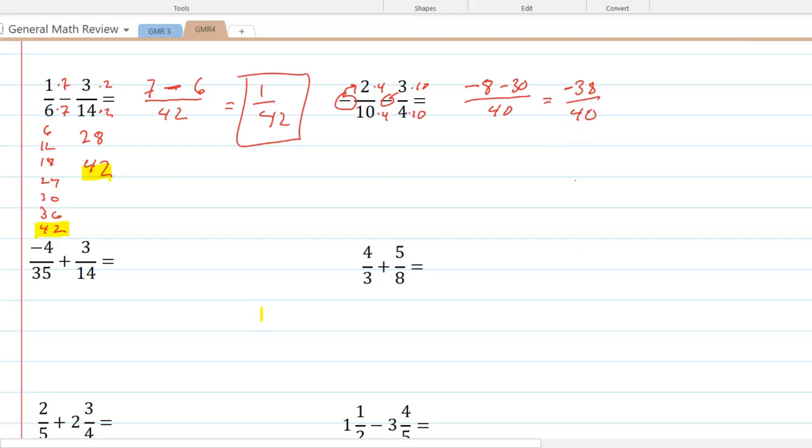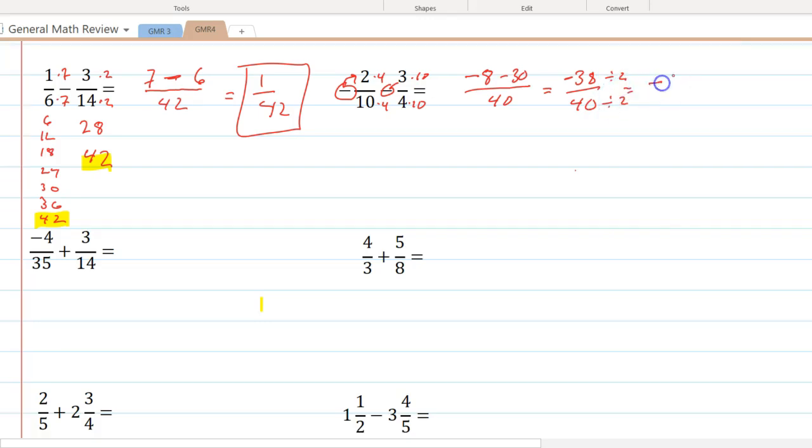Now they're both even numbers, so I can go back and reduce. I can divide the top by 2. I can divide the bottom by 2. And that's going to give me negative 19 over 20. Now, if you do have to reduce at the end, it probably means that we used too big of a number to begin with. So the easy way was, well, I know 4 times 10 and 10 times 4. That was easy. But we should also have realized that we could have had a common denominator of 20.